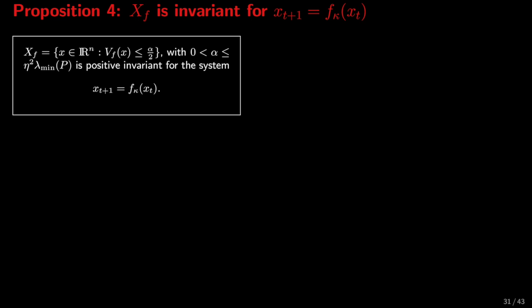The last proposition, which is a result that comes from combining the last two propositions, states the following. It states that Xf, as we defined it previously, a sublevel set of Vf with α less than or equal to η squared times the minimum eigenvalue of P, is a positively invariant set for the system x_{t+1} = f_κ(x_t). And once again, what is f_κ? It is the nonlinear system dynamics f(x, u) with the application of the linear controller κ(x), which is Kx.